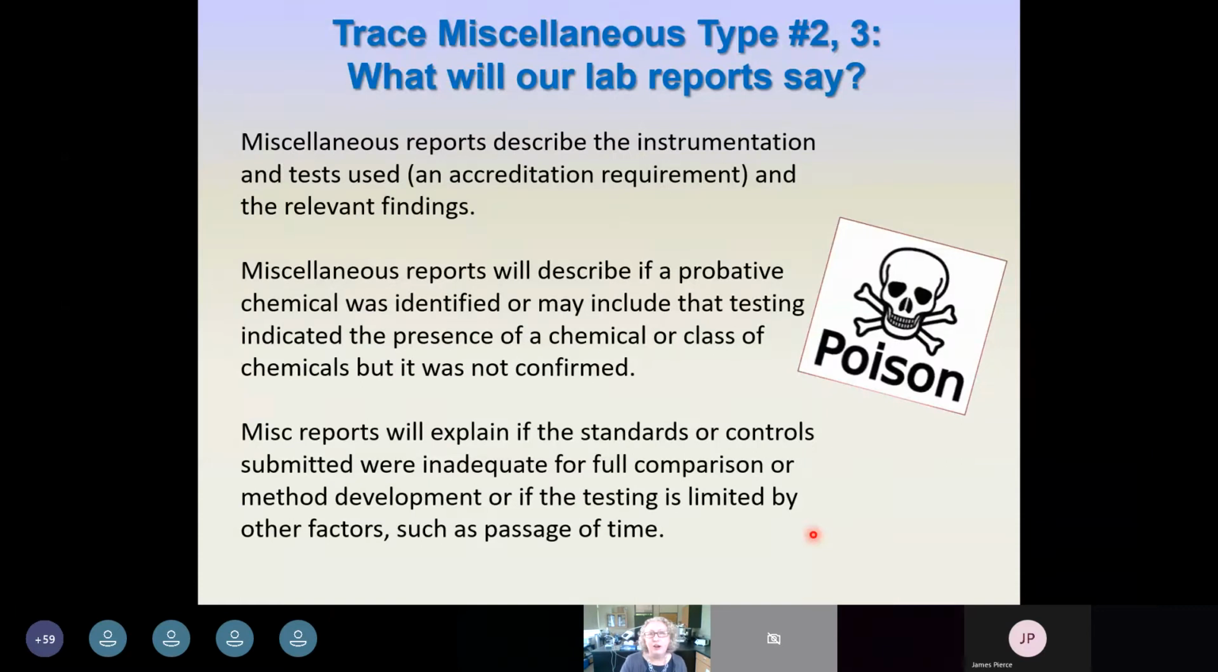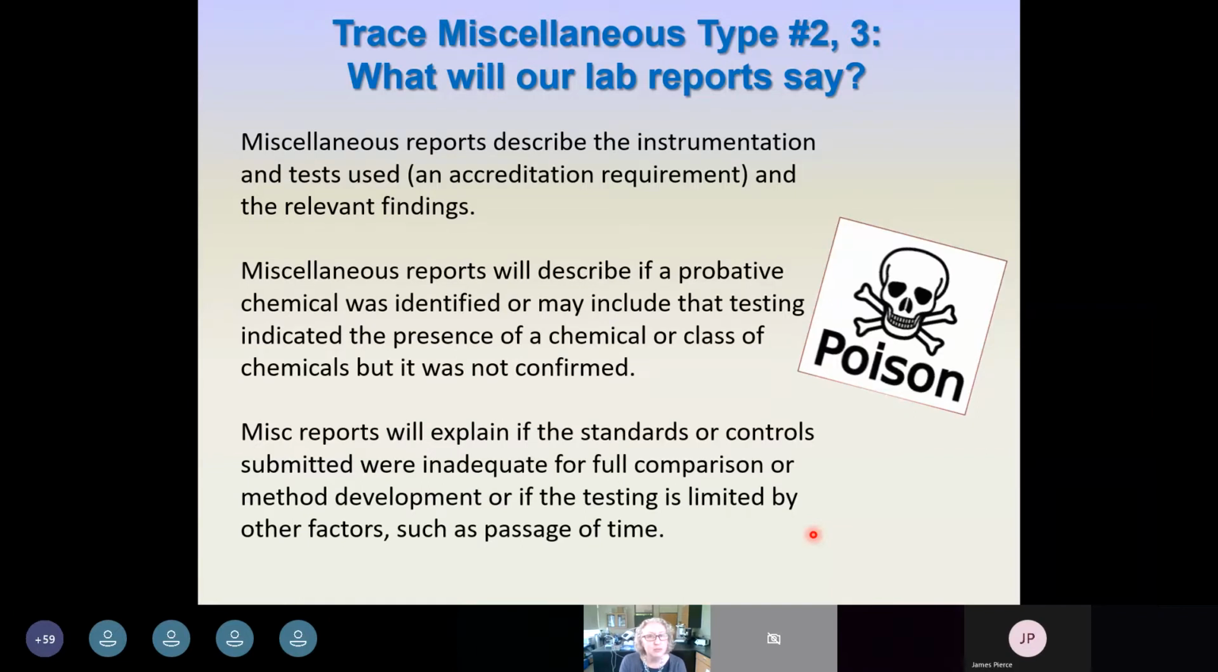Trace reports that are in the second type and the third type, either the classification or the detection, again, we will describe the instrumentation that we use and our findings. And you will see on the reports whether we identified a probative chemical. Again, we're not going to list every chemical we detected because everything's made up of hundreds of chemicals pretty much. But if there's anything probative, so is there anything that could have been poisonous or toxic, that's related to the request.